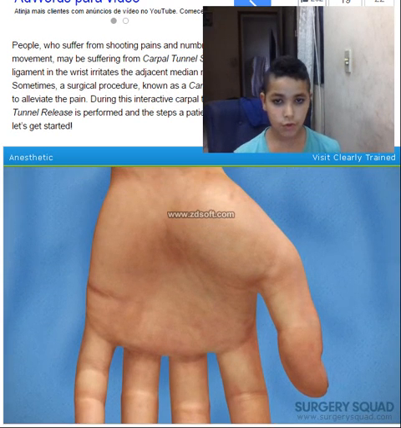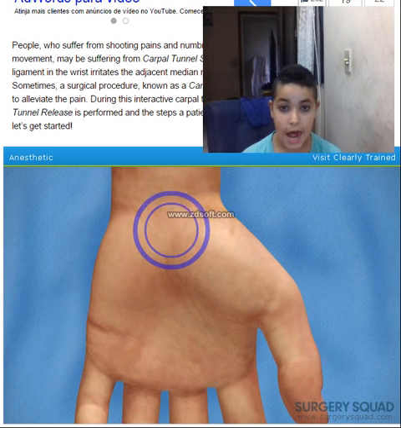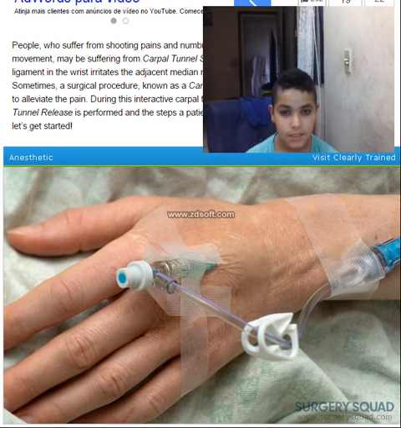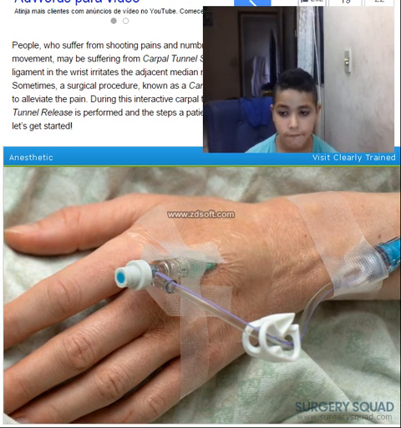The limited open carpal tunnel release surgery is performed using a local anesthetic that numbs the carpal tunnel area of the hand and wrist. If a patient is nervous or uncomfortable, I'll sometimes use a sedative as well. A sedative is a drug given through an IV that places the patient in a dream.